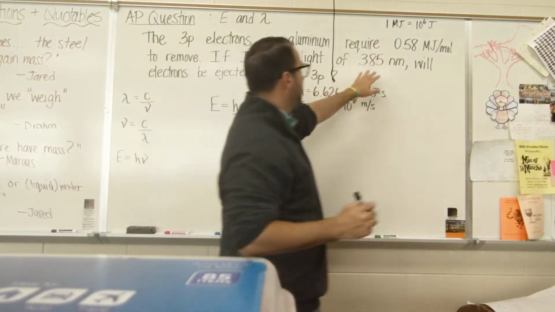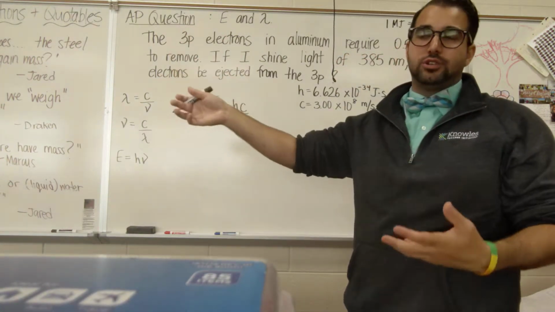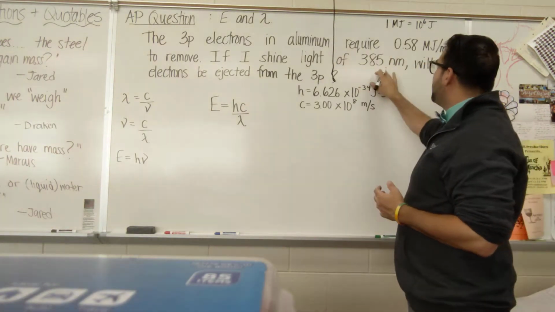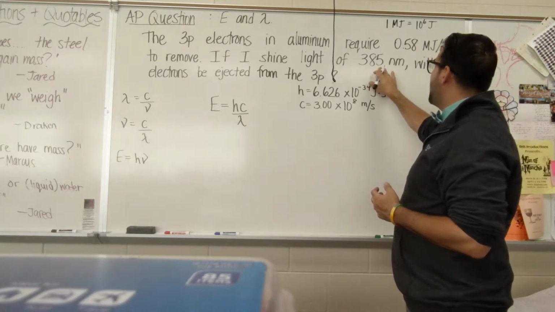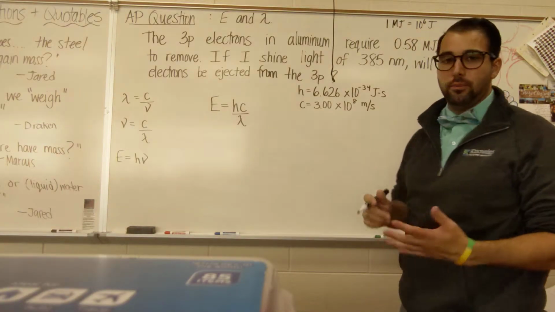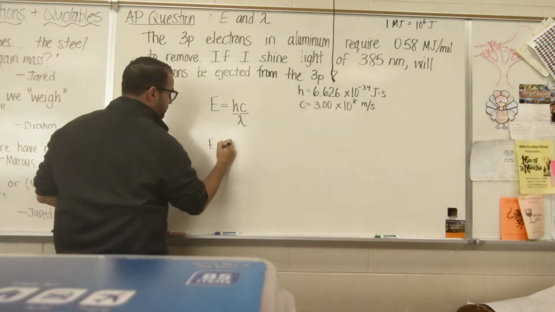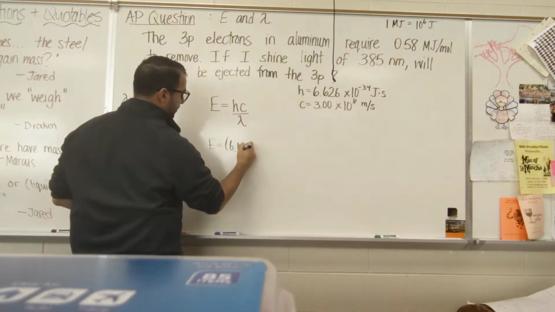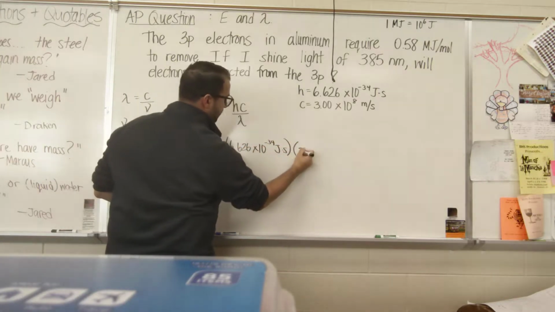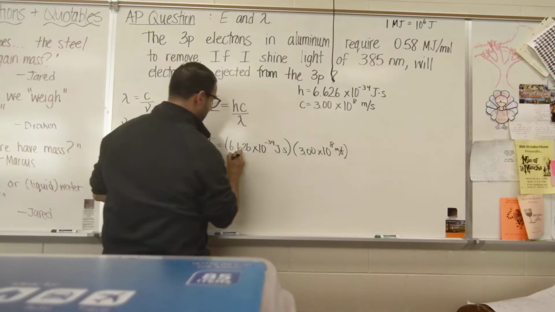So this problem gave me a wavelength, but wavelength, just like electromagnetic radiation, is an energy or compares to an energy. So I'm going to have to make these both the same unit. I'm going to have to convert 385 nanometers into megajoules per mole and compare that to 0.58 megajoules per mole. All right, so in doing that, I'm going to plug and chug my numbers in. I have 6.626 times 10 to the minus 34th joules times second. Speed of light is 3.00 times 10 to the 8th meters per second.